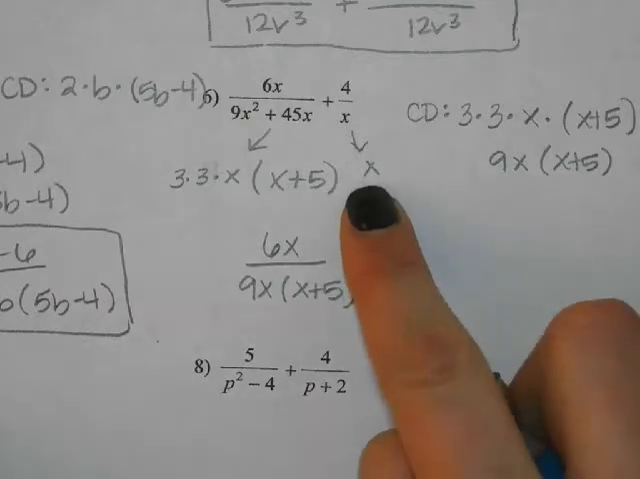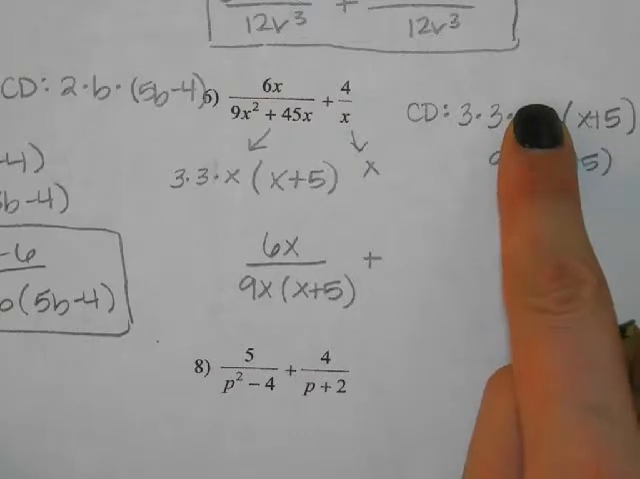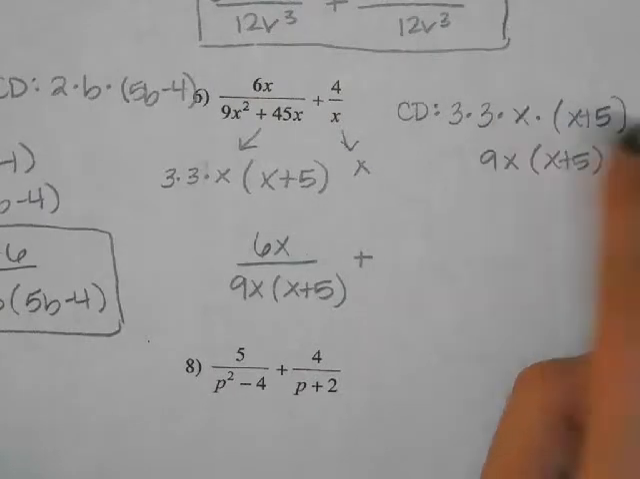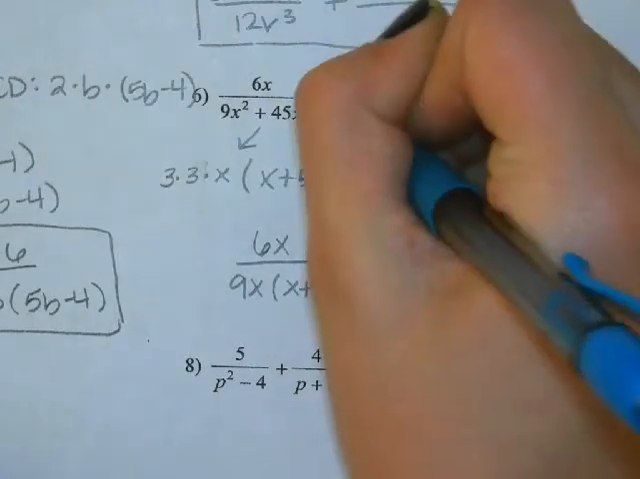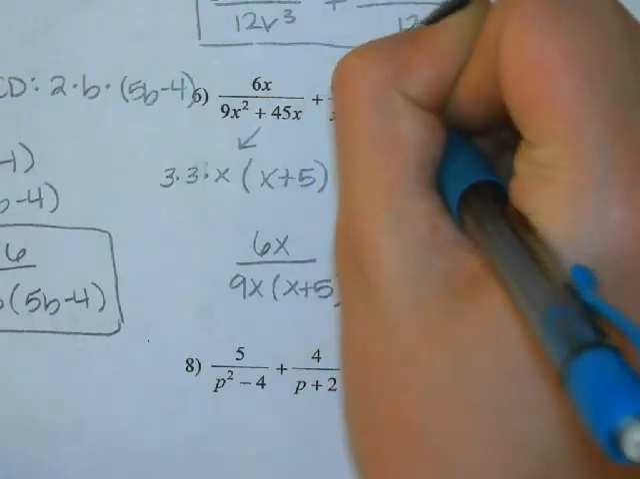All right. The right fraction only has an x, so what does it need? A 9 and an x plus 5. So I need a 9 and an x plus 5.